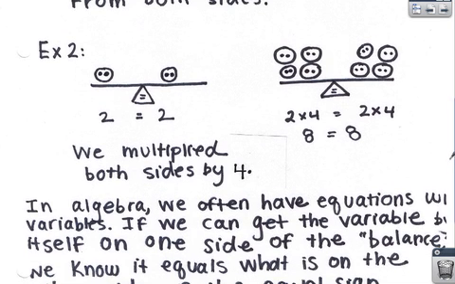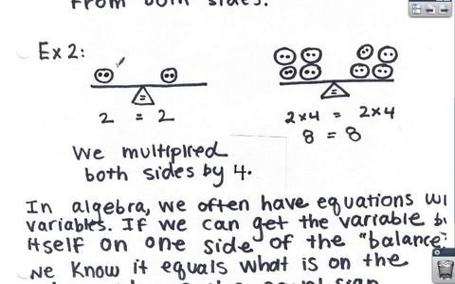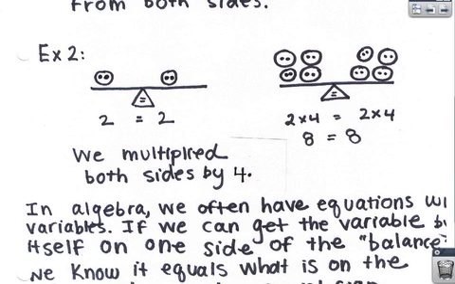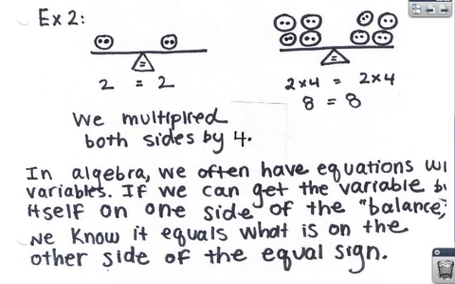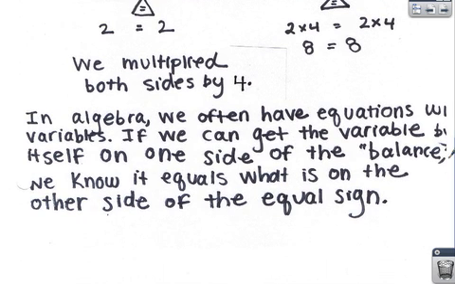In our next example, you'll see that I begin with 2 on each side of our balance, or equal sign. Now if I were to multiply the left side by 4, I end up with 8. If I multiply the right side by 4, I end up with 8. Since 8 equals 8, my equation still works. It's still true. So this time, we multiplied both sides by a number. And since we multiplied them both by the same number, our equation is still true.